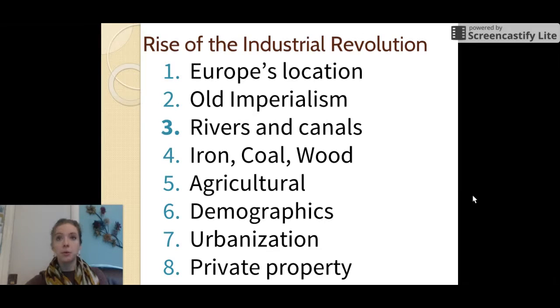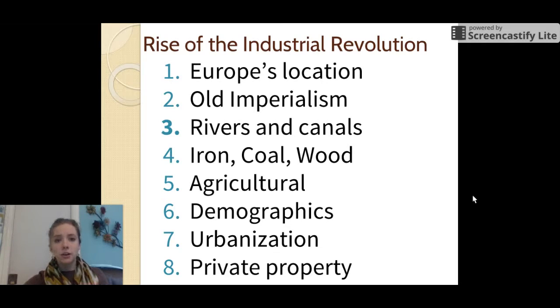There's also just a variety in the geography of Europe, and particularly England, that gives them access. Rivers, that gives water energy. Canals are already established and therefore will encourage more canals being built as steam is invented. Resources such as iron, coal, wood, all available.